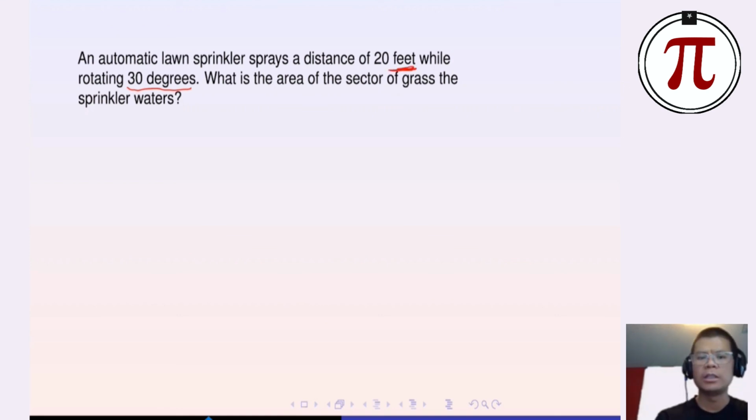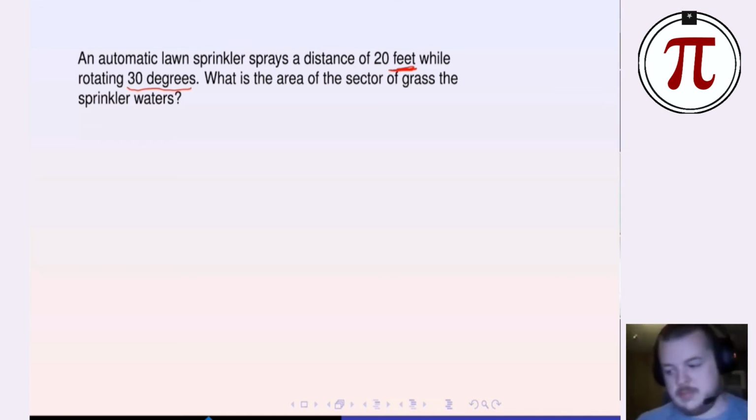If the distance is 20 feet, then the area is going to be in what? The unit for area is going to be what? Square feet, right? Square feet. Okay, so could you please go ahead and see if you can solve this question, please? Find the area of this one.